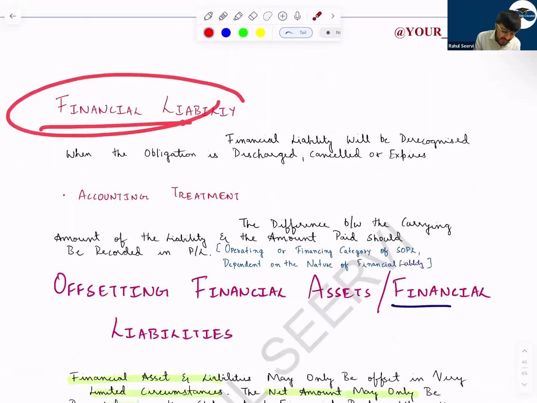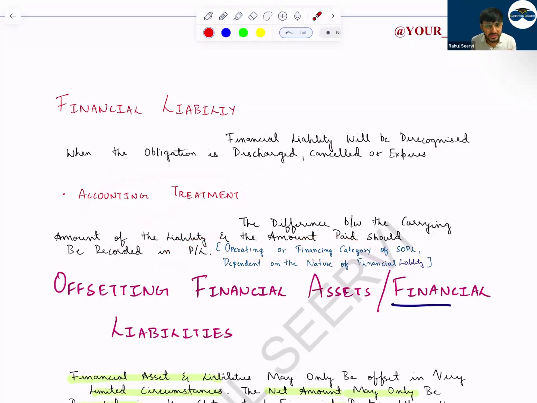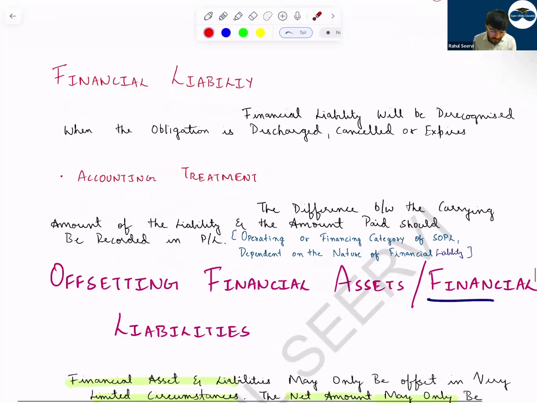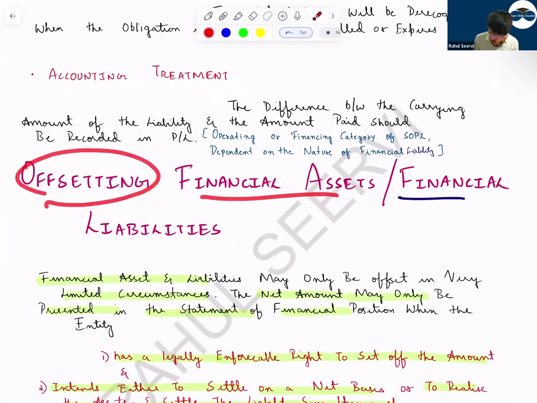Then we started a discussion regarding financial liability. In financial liability, what did I mention? Financial liability will be derecognized when the obligation is discharged or cancelled or expired. Accounting treatment: carrying amount minus the amount paid, gain or loss can happen. Operating or financing category based on the nature of the financial liability. Then we started a discussion regarding offsetting financial assets and financial liability.